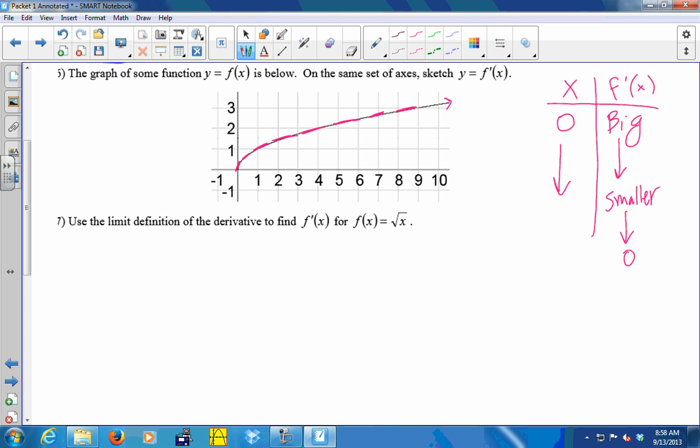So when I draw my sketch of f prime, I need it to start really big. So when x is 0, I need it to be really big. And then I need it to decrease towards 0, but never get to 0, right? Because these are going to keep getting flatter and flatter, but this function is always increasing, which means that my derivatives will always be positive. They'll never be 0. So I want to draw a function that starts big and approaches 0 but never gets there.